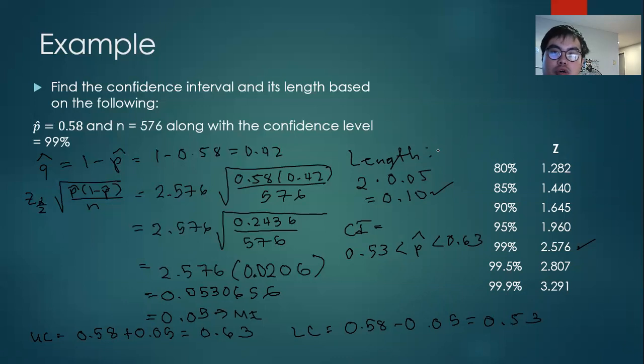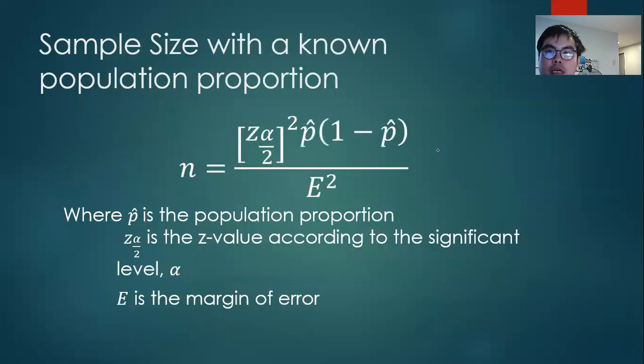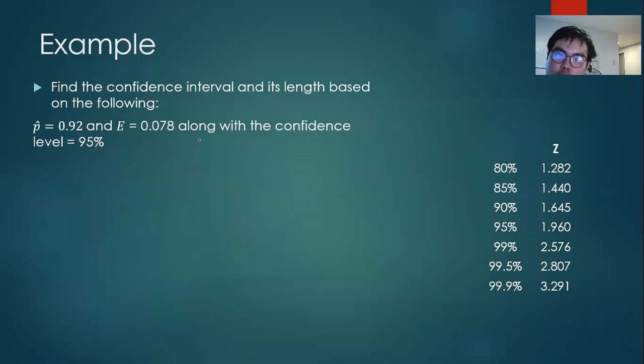Here, we are going to find the sample size with a known population proportion. So this time we are looking for the sample size. We're going to state 1 minus p hat, which is 1 minus 0.92, which is 0.08. Then the margin of error is 0.078. So going back to this formula, shall we rewrite the formula?